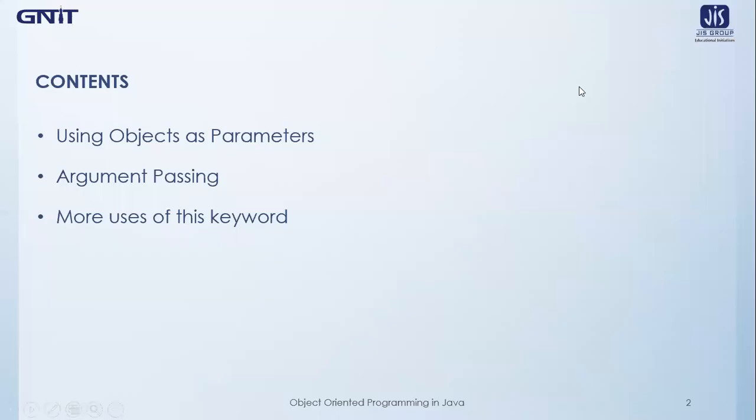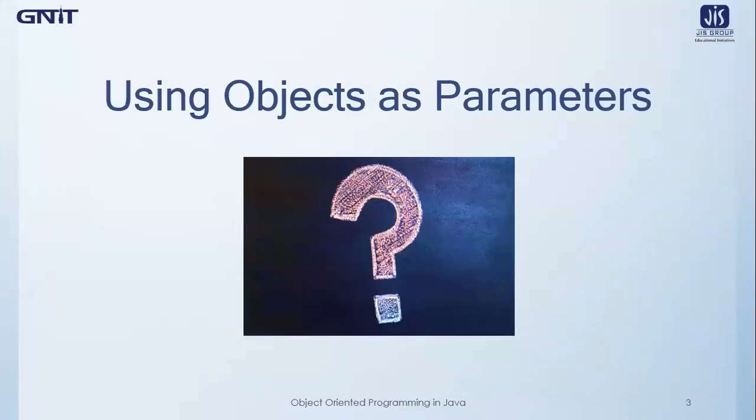Let us look at our first topic, which is passing objects as parameters to a method or a constructor. So till now we have learned how variables can be passed as parameters to a method or to a constructor. Today we will see how objects can be passed as parameters to a method or a constructor. So let's see a simple example to understand the concepts of objects being passed as parameters.